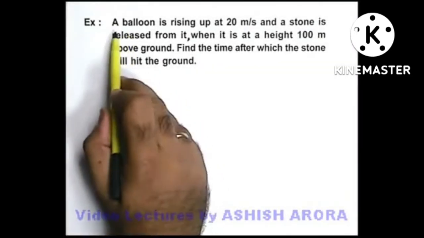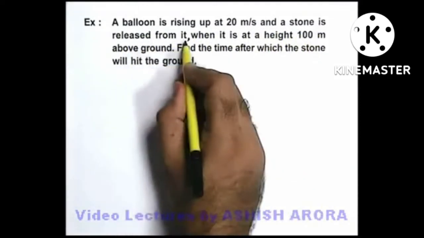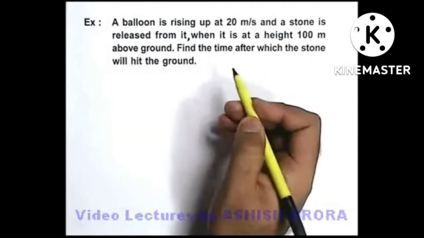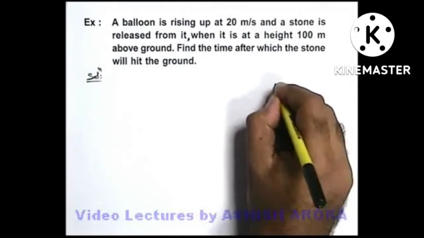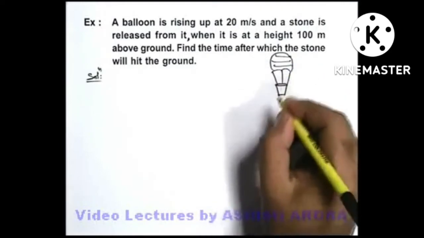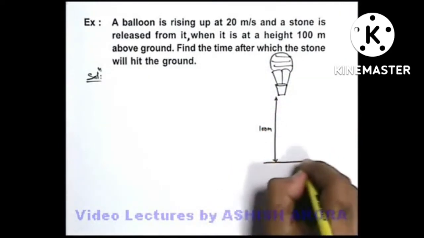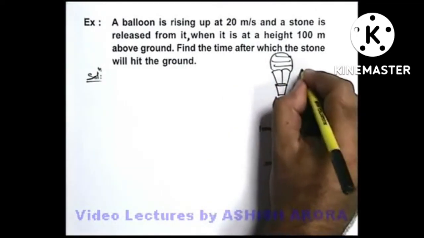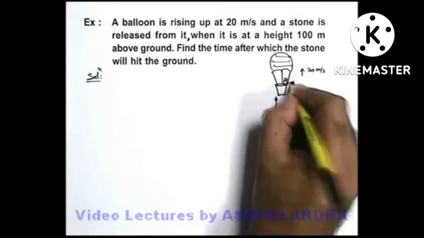In this example, we are given a balloon which is rising up at 20 meters per second, and a stone is released from it when it is at a height of 100 meters above the ground. Find the time after which the stone will hit the ground. If we just draw the physical situation, we have a balloon which is at a height of 100 meters above the ground. So this is the ground, and at this position, when it is going up at 20 meters per second, someone in the balloon releases a stone.